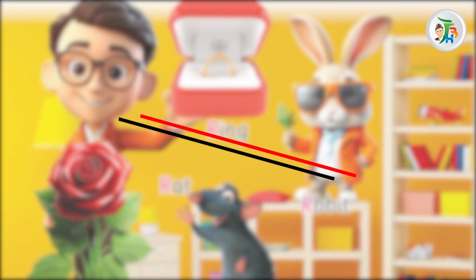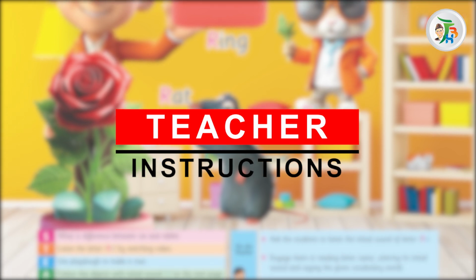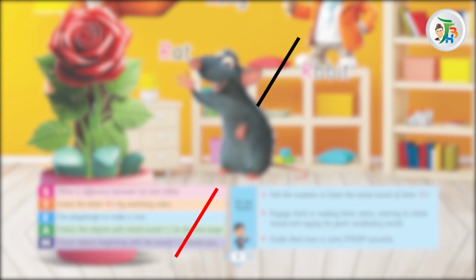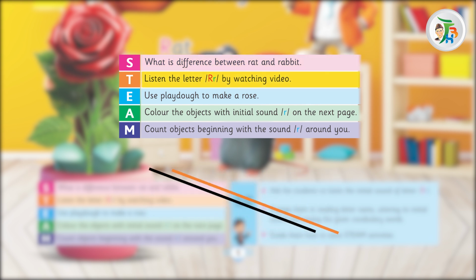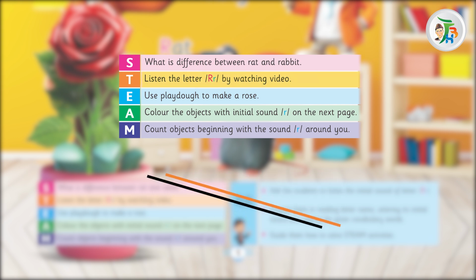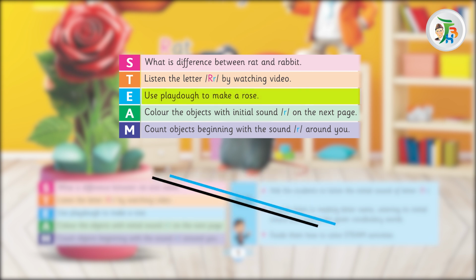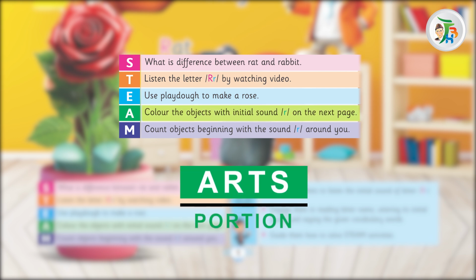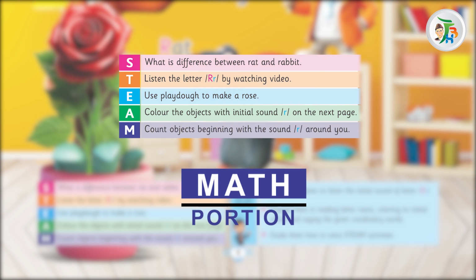Now instructions for the teachers. Dear teachers, it is important to engage children in different fun learning activities, and STEAM activities are the best way to keep the students engaged. So for the science portion, discuss with them the difference between rabbit and red. For technology portion, show them the video of letter R and listen to the sound of letter R. For engineering portion, provide them a Play-Doh and ask them to make a rose. For arts portion, guide them to color an object on next page which starts from letter R. And for the maths portion, ask them to count the objects near them which start from letter R.